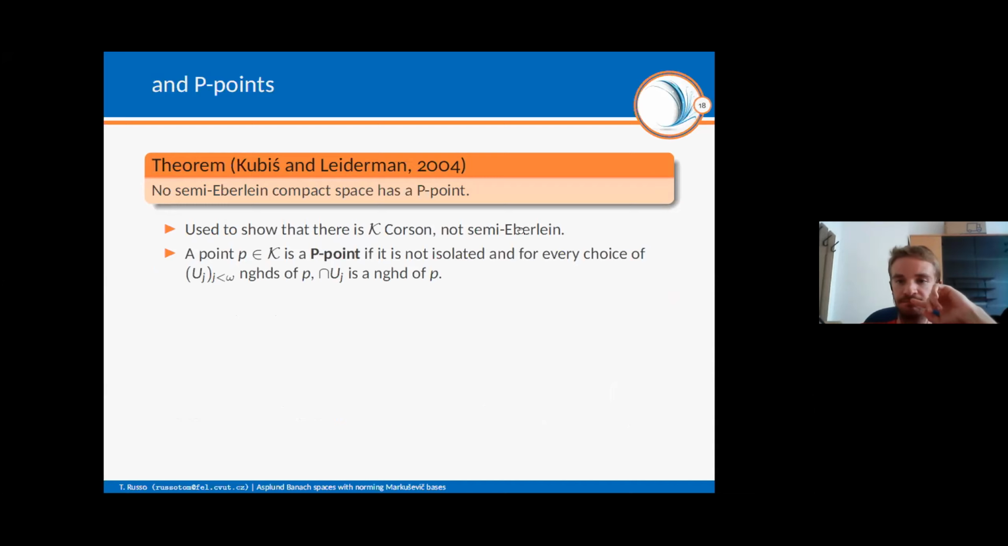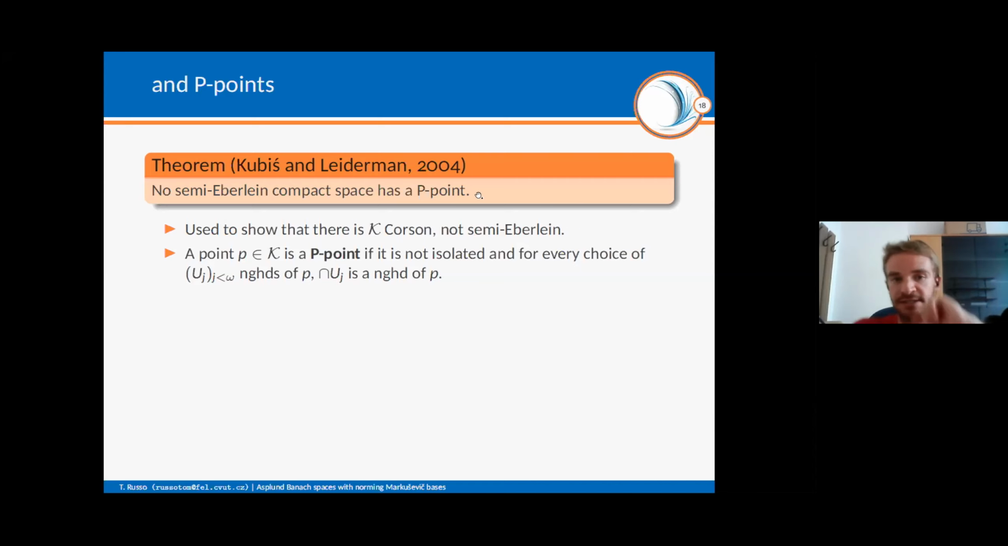A semi-Eberlein compactum which is not Corson is very easy to build. You can just pick {0,1}^ω1, which is semi-Eberlein and is not Corson. So it is very easy to find things that are semi-Eberlein and not Corson. The converse one is definitely harder.